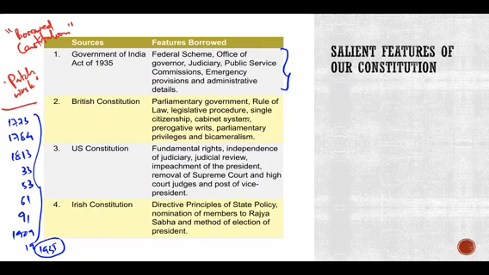Similarly, the cabinet system, writs, parliamentary privileges, bicameralism, all of these things have been borrowed from there. Now fundamental rights. What is the fundamental rights equivalent in the US Constitution? Bill of Rights. Perfect. Wonderful. Bill of Rights. Independence of judiciary, judicial review, impeachment of the president, removal of Supreme Court and High Court judges, the post of vice president. Many of these aspects have come from the US.